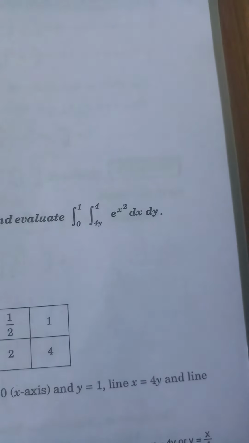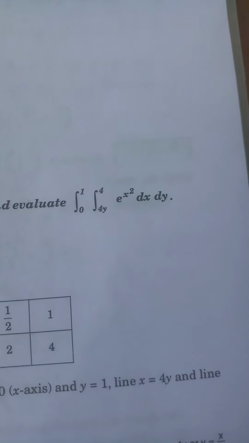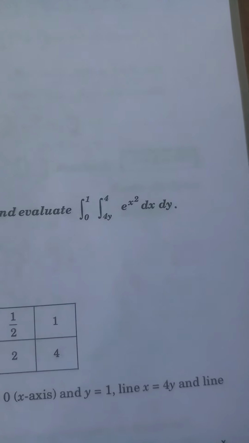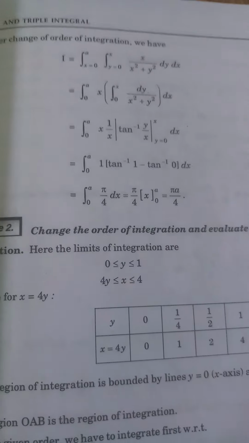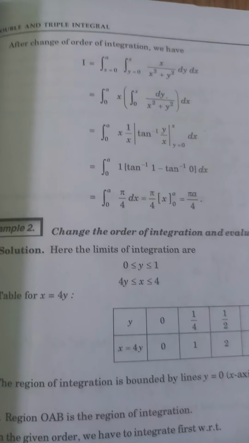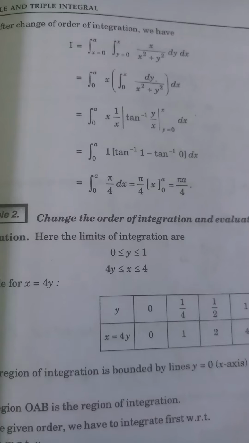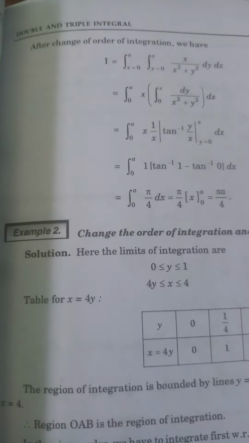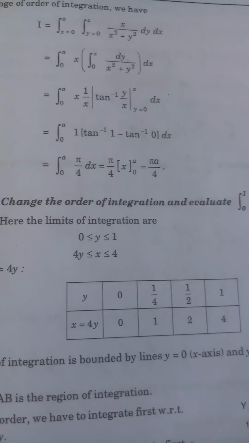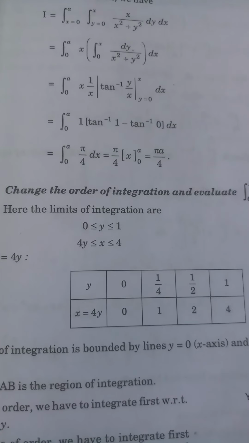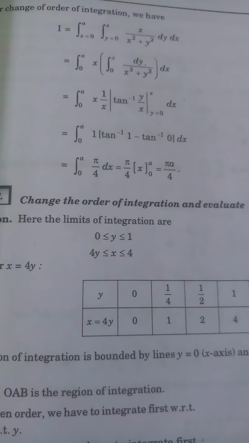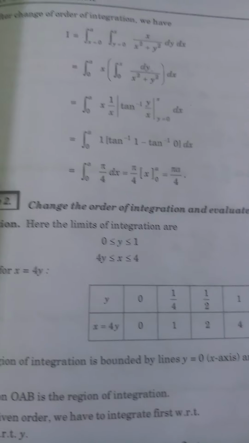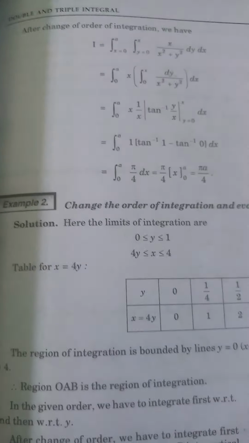Change the order of integration and evaluate the integral 0 to 1, integral 4y to 4, e to the power x squared dx dy. Here the limits of integration are 0 ≤ y ≤ 1 and 4y ≤ x ≤ 4.